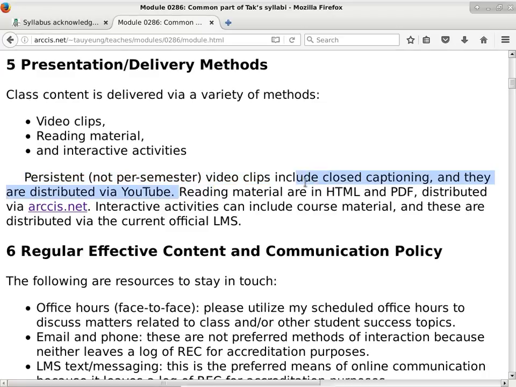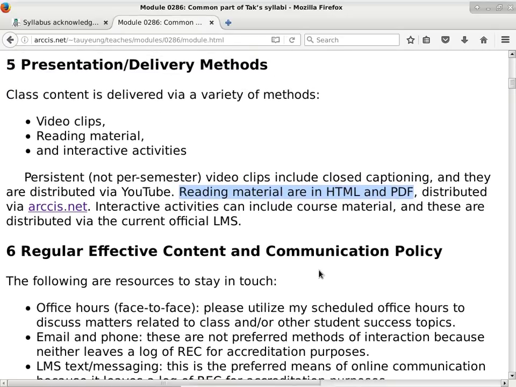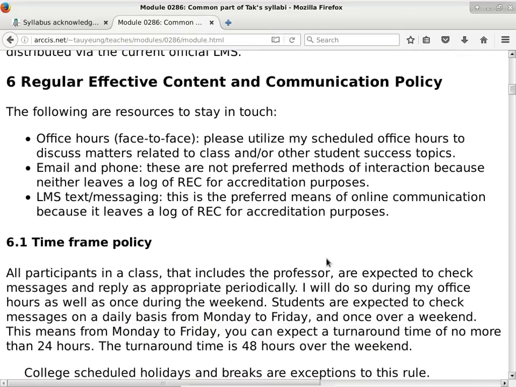Reading materials are in HTML and PDF, distributed through my own AWS server. Interactive activities can include course material, and these are distributed through the current official LMS, which is Canvas at this point. Any questions? No? Okay.